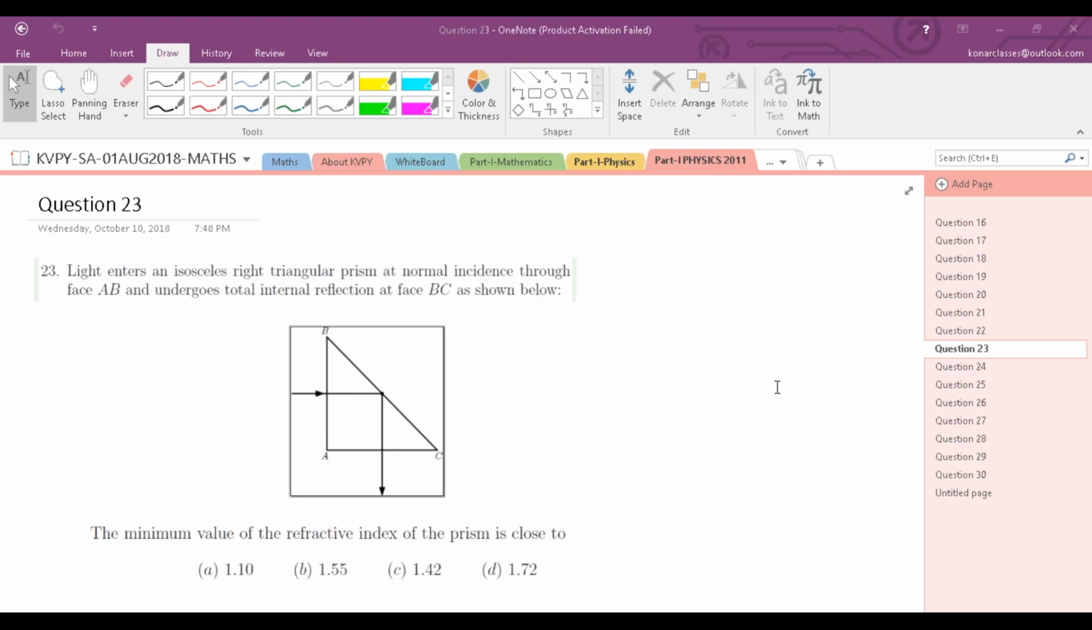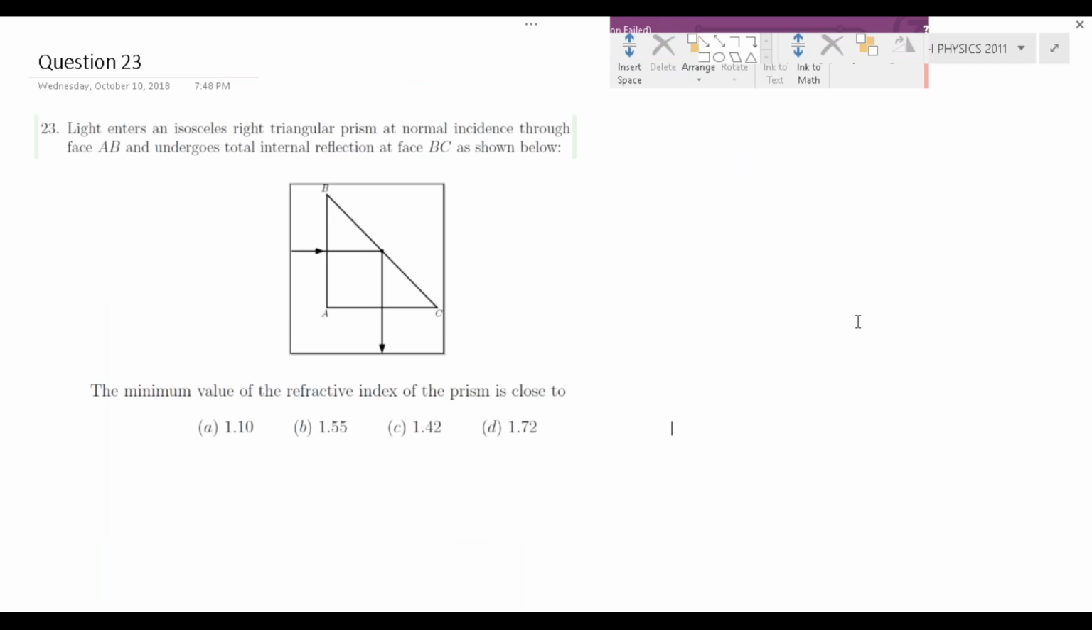Okay, now the next question is question 23. Light enters an isosceles right triangular prism at normal incidence through the face AB and undergoes total internal reflection at face BC, as shown below. As you see, it is going to AB, and from BC it is coming out with a total internal reflection. So the minimum value of the refractive index of the prism is what we are going to find.